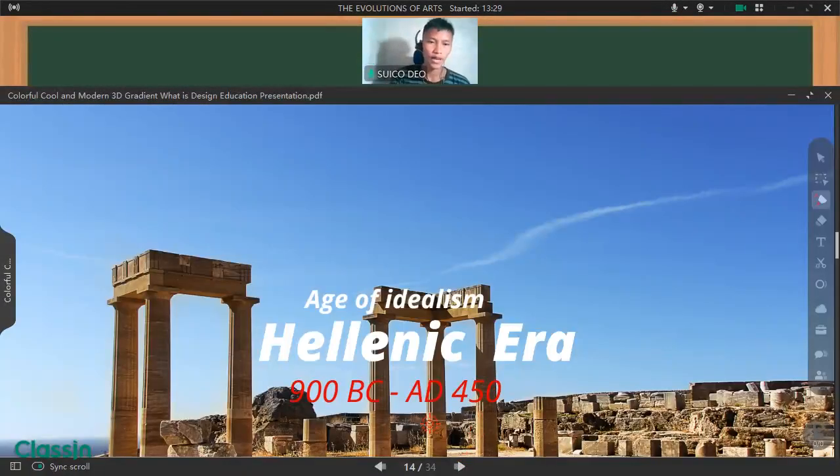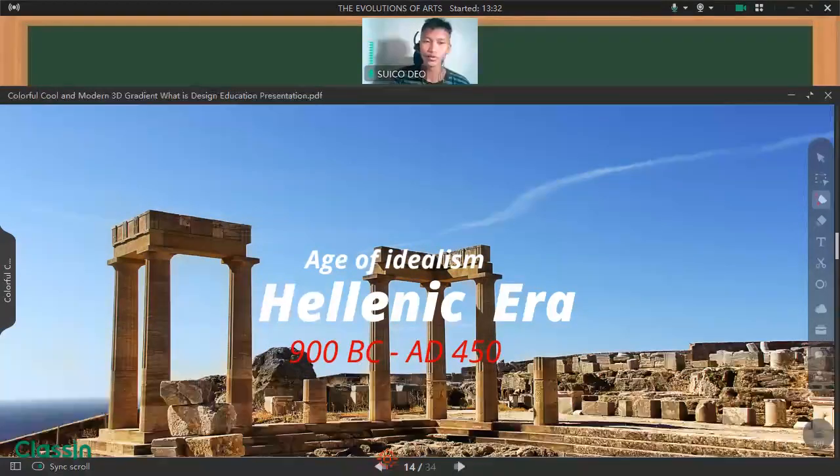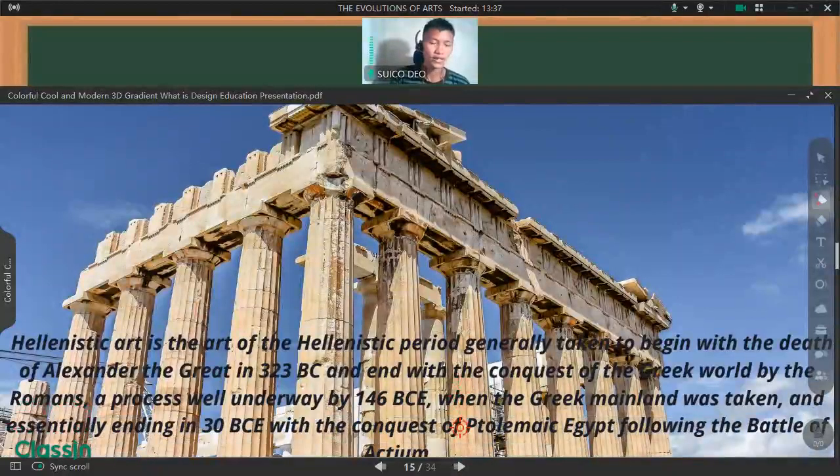The next one is the Age of Idealism, also known as the Hellenic era. Hellenistic art is the art of the Hellenistic period, generally taken to begin with the death of Alexander the Great in 323 BC and to end with the conquest of the Greek world by the Romans, a process well underway by 146 BCE when the Greek mainland was taken, and essentially ending in 30 BCE with the conquest of Ptolemaic Egypt following the Battle of Actium.